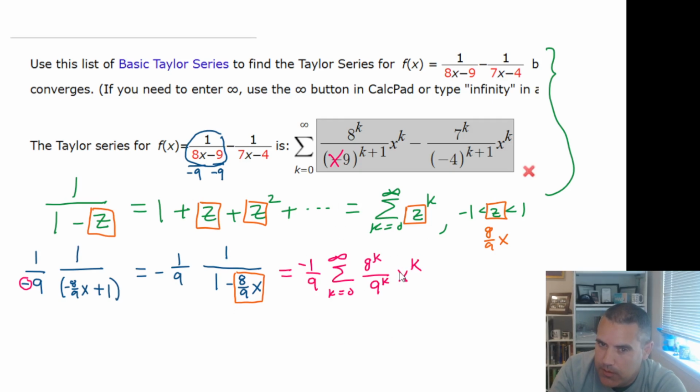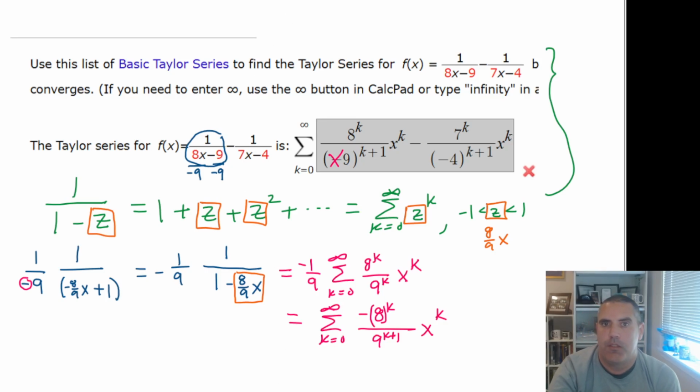Now you can move the 9 inside, and you can move the negative inside if you so wish. But that would look like -8 to the k over 9 to the k plus 1, x to the k, and that negative is outside of this. Okay, so that's the series for this one.